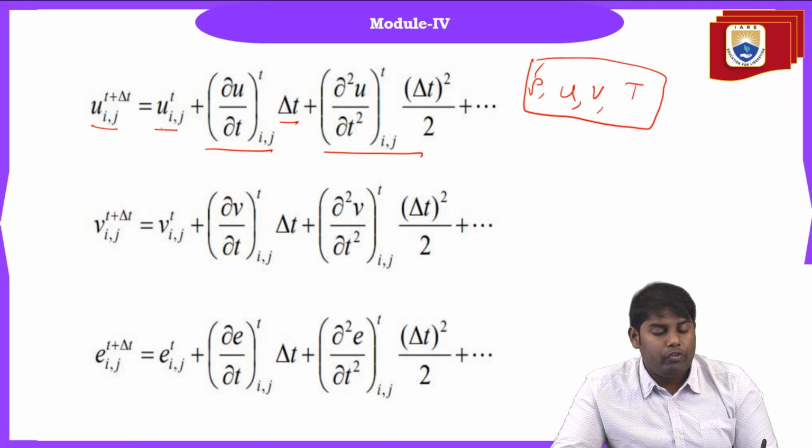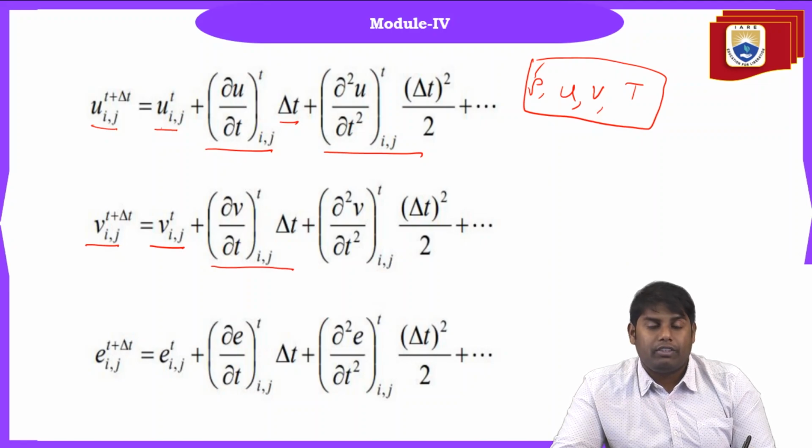Now next what do we have? Similarly v velocity. So v of i, j to the power of t plus delta t. So this is the initial term or the initial value. So ∂v/∂t into delta t. This is the first derivative term. This is the second derivative term.